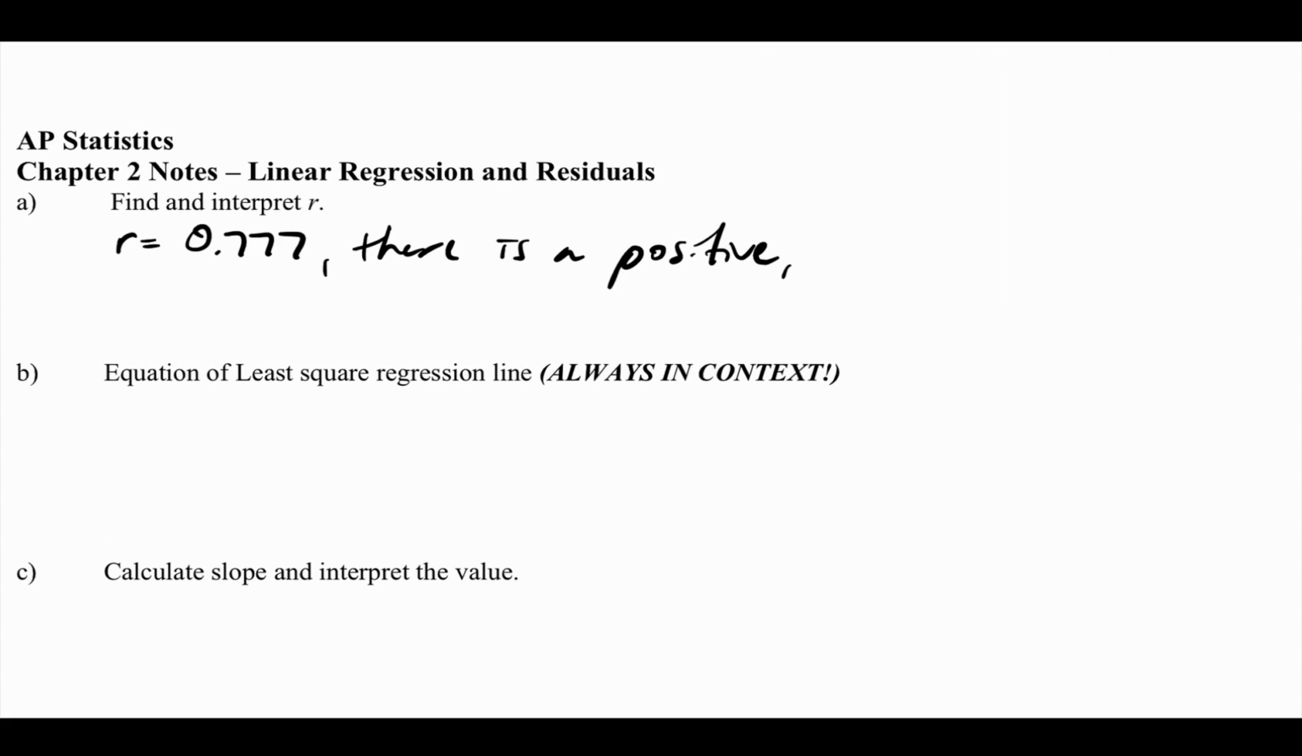What strength would this be considered? Moderate. It would be on the high side of moderate, but moderate's fine. You definitely want to include the word moderate. Moderate to strong is okay because you use the word moderate. But some people are like, you know what? It's on the high side. It's almost into strong, so I want to include strong. That's okay. But definitely you would include moderate. Okay? There is a positive, moderate, or moderate to strong, linear relationship, association, correlation, whatever you want to say.